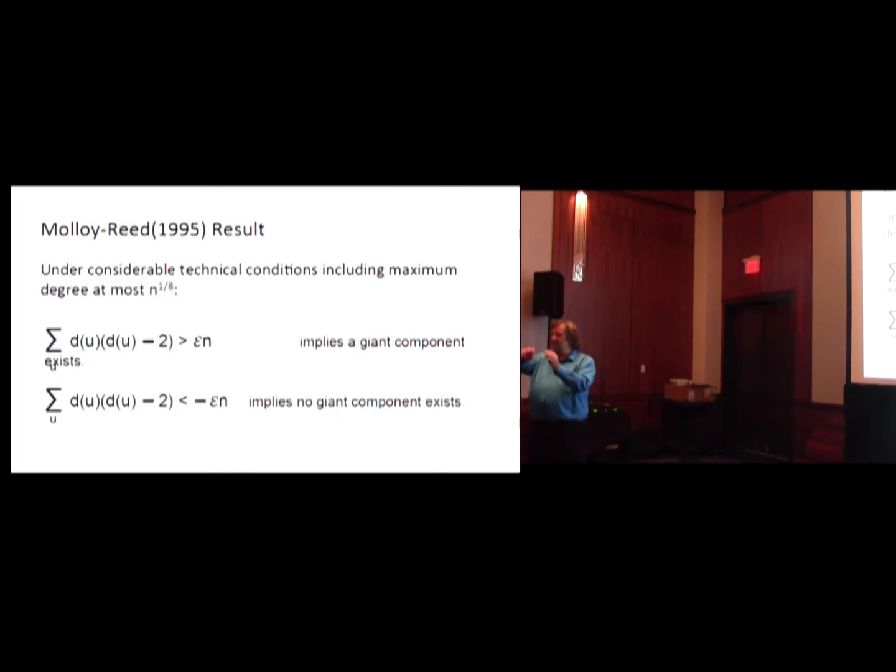How do you say when a random process is concentrated around its expected value? Typically when each step only makes a small change. And the change we're making here is the degree minus 2. So in order to bound the step changes, we need to bound the degrees. Okay? So that's one reason for these technical conditions.